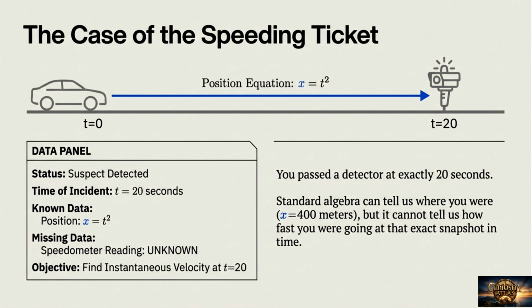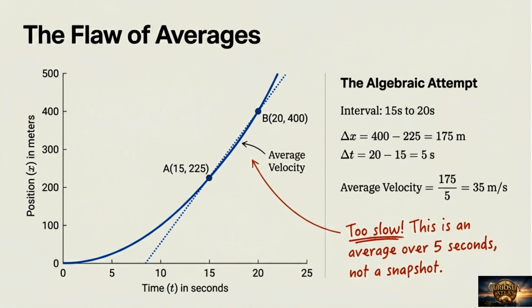Consider the case of a speeding ticket. If a car's position is given by x equals t squared, and it passes a detector at t equals 20 seconds, standard algebra tells us where the car was, but not its instantaneous velocity at that exact moment. If we attempt to use an average velocity calculation over a 5-second interval, from 15s to 20s, we find an average velocity of 35 meters per second. This is too slow, because it's an average over time, not a snapshot.